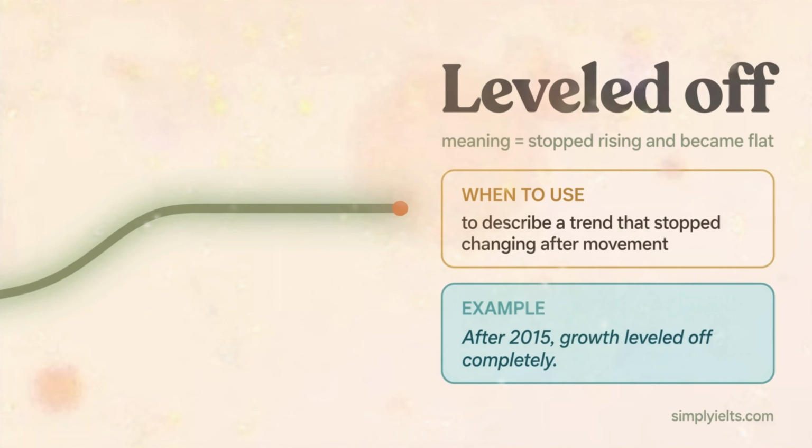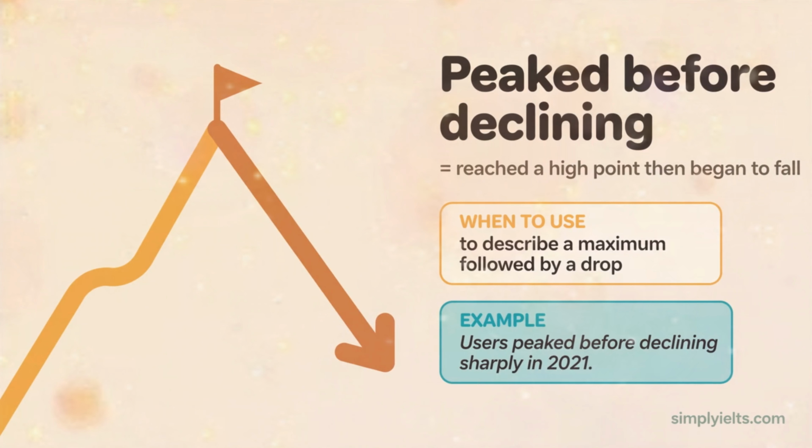Leveled off describes a trend that has stopped changing after a period of movement and has become flat. For example, after 2015, growth leveled off completely. When something peaked before declining, it reached a high point and then began to fall. Use this to describe a maximum followed by a drop, like, users peaked before declining sharply in 2021.